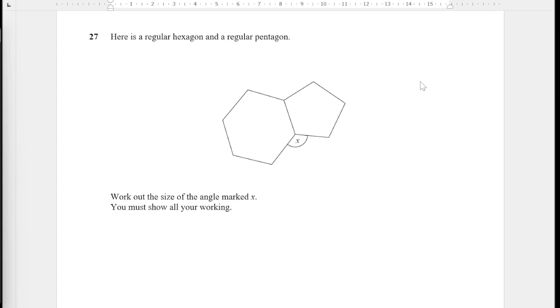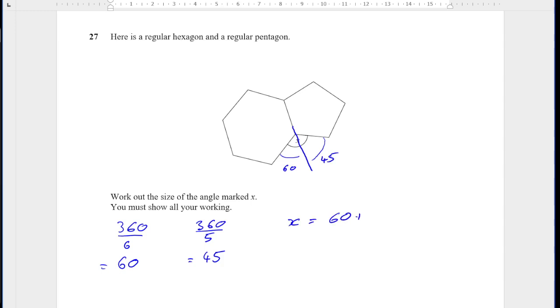Question 27. Here is a regular hexagon and a regular pentagon. Work out the size of the angle marked with the X. So for this, in effect, what I'm going to do is work out the exterior angle of both of them, and then just add them together. So the exterior angle of a hexagon is going to be 360 divided by 6. So that would be 60. And the exterior angle of a pentagon is going to be 360 divided by 5, which is going to be 72. So we've got a 60-degree angle there, 72-degree angle there. So X is going to be equal to 60 plus 72, which gives us 132.